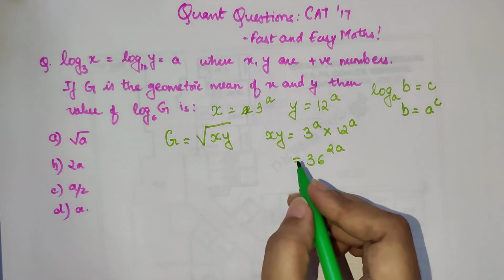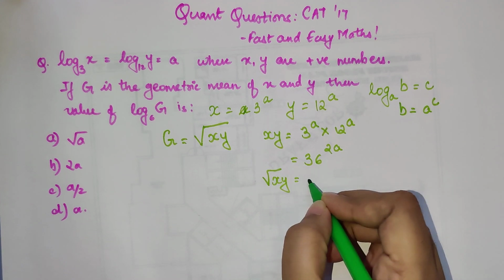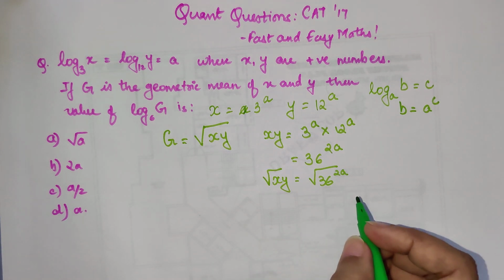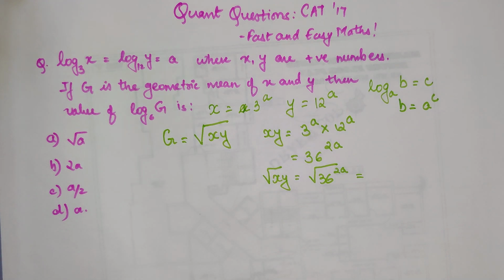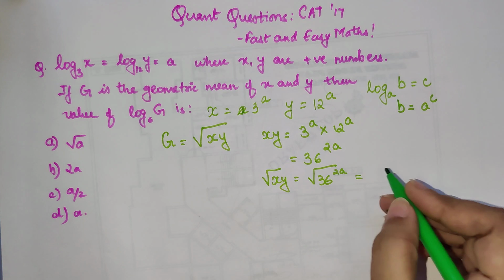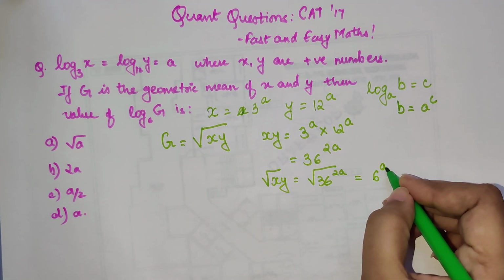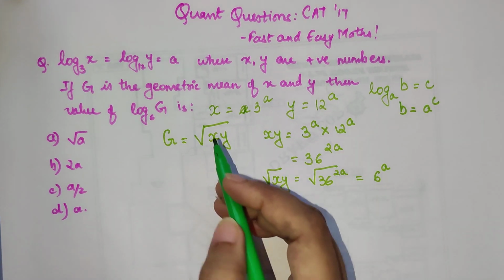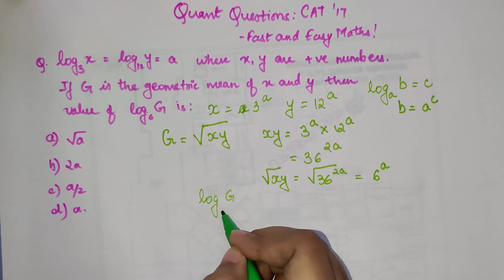Correct? Now since we want the geometric mean, we need the root of xy, so that is the root of 36 raised to a. Okay, but here when you take a square root, normally you might wonder why I have not taken the negative sign. Here it is very clearly mentioned that x and y both are positive. So I am just going to take the positive value, so that is 6 raised to a. Okay, but is that the value they are looking for? No, they are looking for the value of log of g to the base 6.